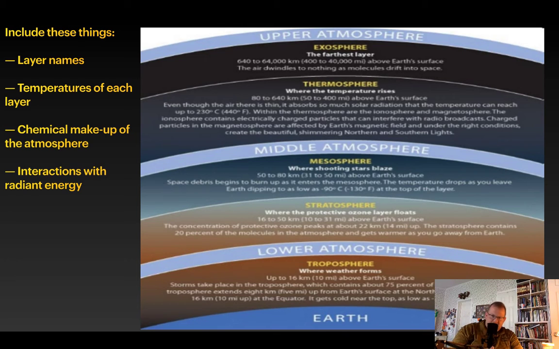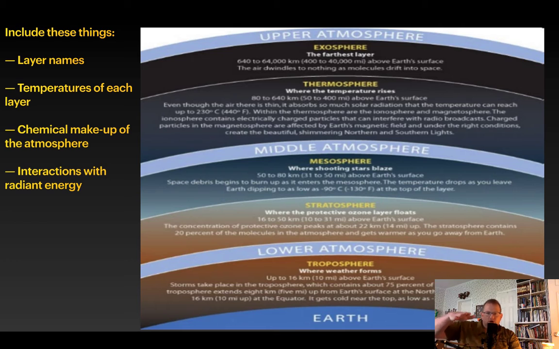75% of that is in this spot, the troposphere. Okay, so we go above the troposphere, we get to the stratosphere. The stratosphere is from 10 miles up to 31 miles up. As you go up in the stratosphere, the temperature gets warmer. So in the troposphere it gets colder going up, then in the stratosphere it gets warmer going up.